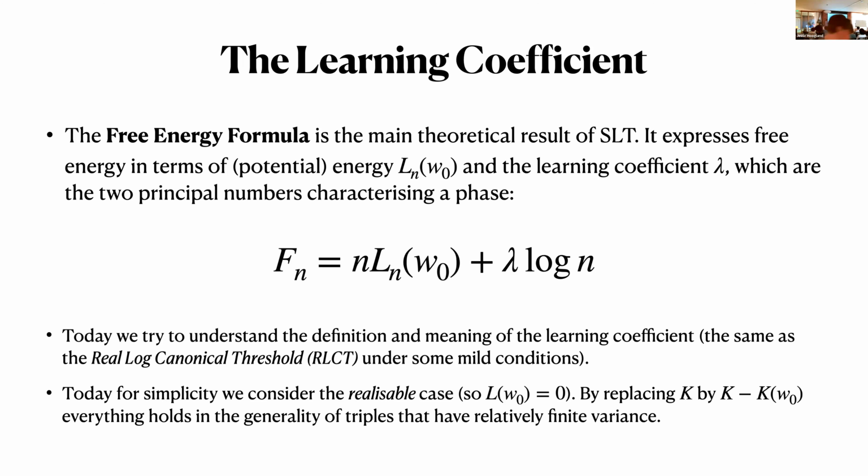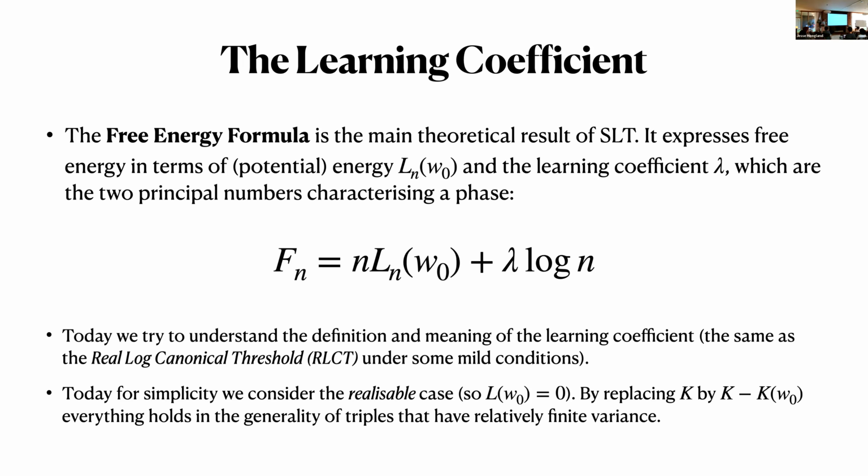I'm going to refer to lambda interchangeably as either the learning coefficient or the RLCT. The reason for that I'll address in a second. They're kind of the same thing under a mild condition. And just for simplicity, I'm going to consider only the realizable case, in which K(w_0) can be 0. What should that be? S. Yeah, good. Okay. In this case we have a model which actually realizes the truth.